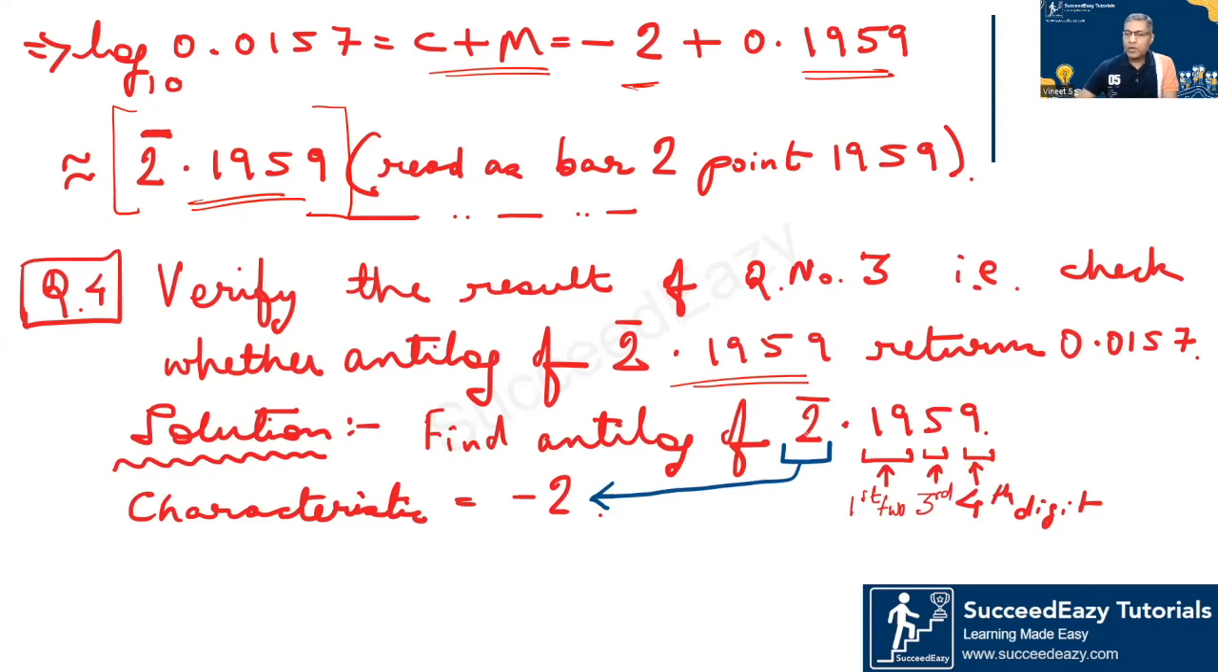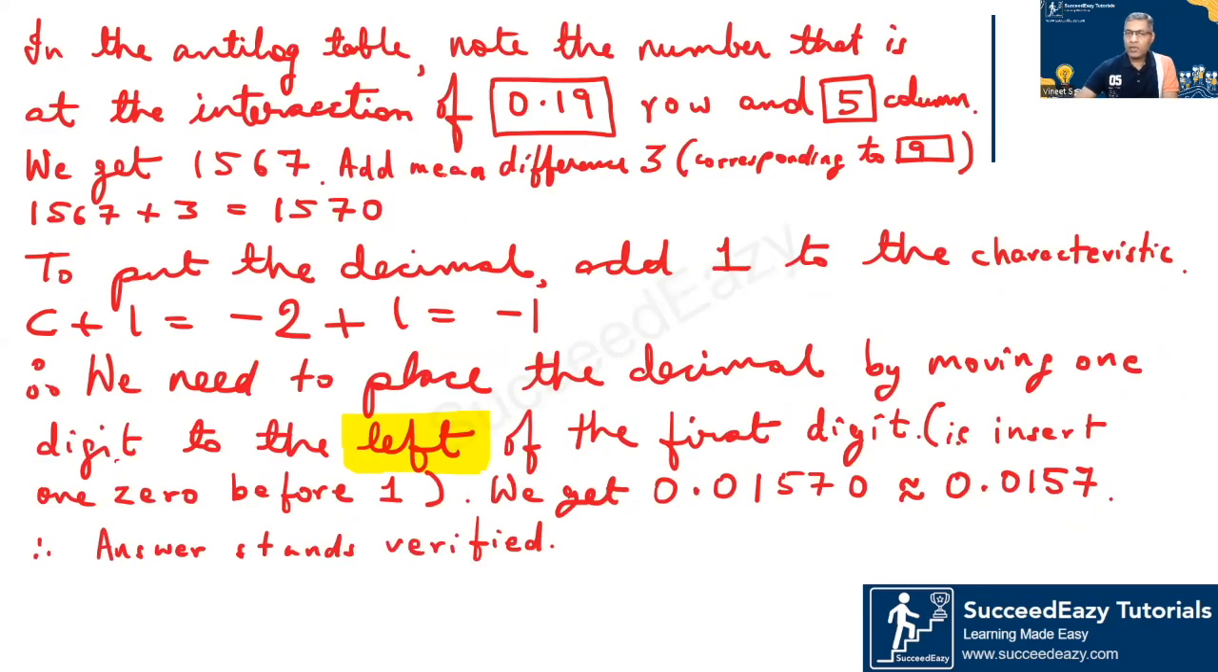So let's check that. To find the anti-log of bar 2.1959, look at the whole part. The whole part is minus 2, so the characteristic is minus 2. The fractional part is 0.1959. So the first two digits are 19, the third digit is 5, and the fourth digit is 9. In the anti-log table, note the number at the intersection of 0.19 row and 5 column. You will get 1567.